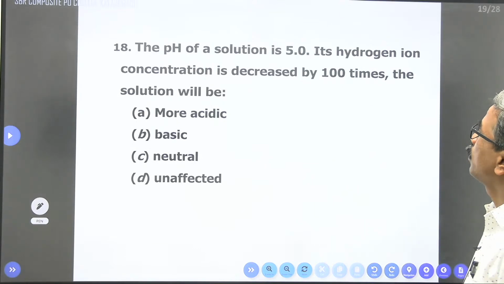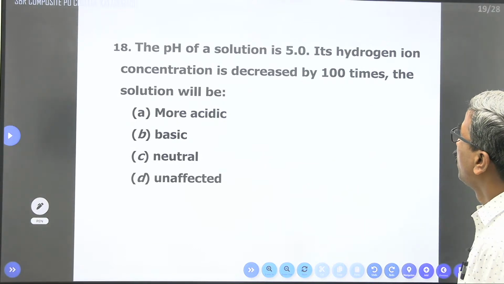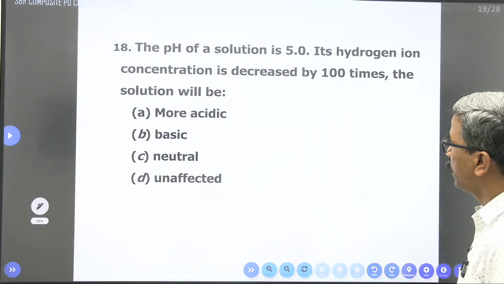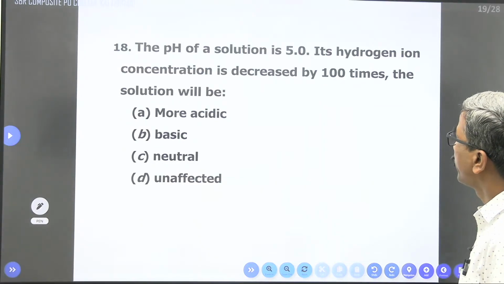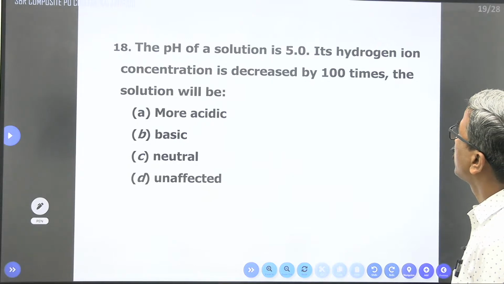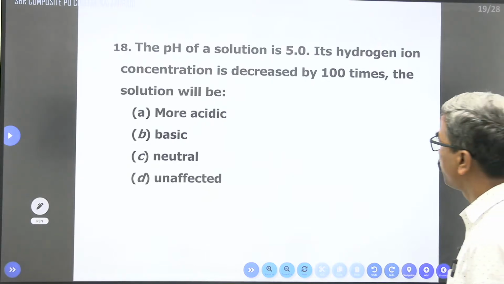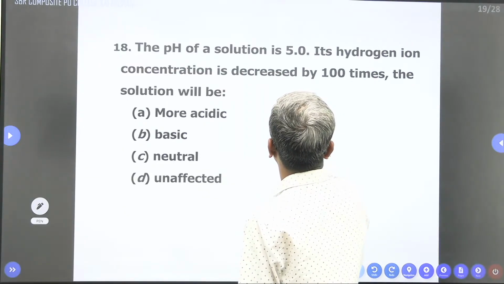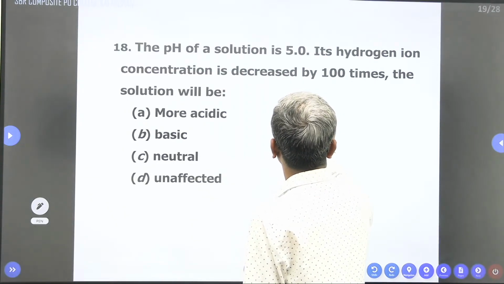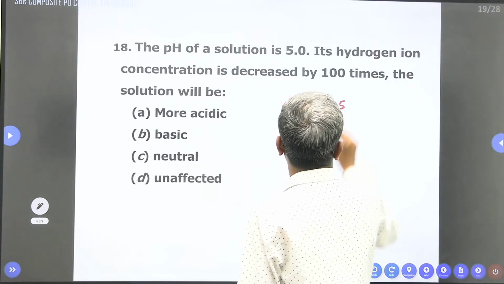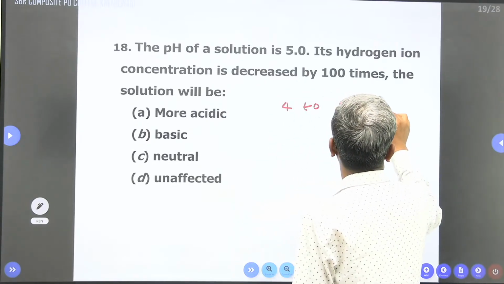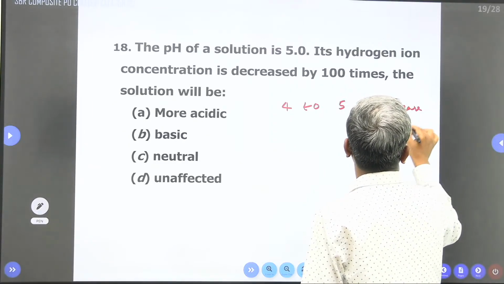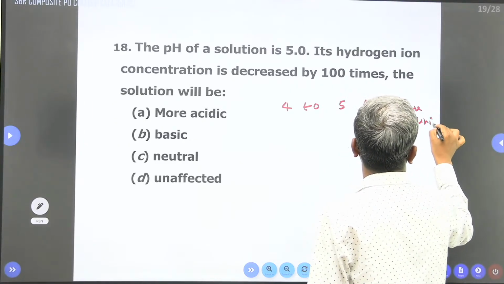Moving to the next question, number 18. Here once again it is related to pH. The pH of a solution is 5. Its hydrogen ion concentration is decreased by 100 times. Now earlier, in the previous question, if it is increased from 4 to 5, how much is the increase? Increased by 1 unit.